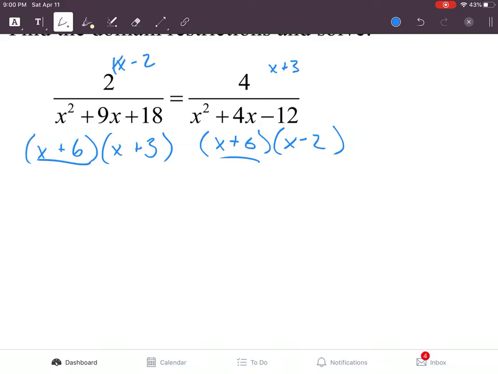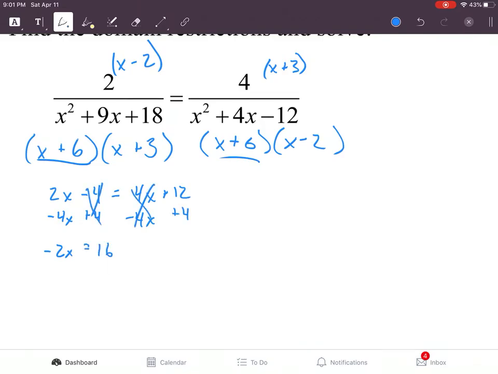we can get rid of them, and we're going to multiply the 2 times x minus 2, which gives us 2x minus 4 equals, then we do the same thing on the other side. 4 times x plus 3 is 4x plus 12. Okay, and then we're just going to solve that. All right, so I'm going to subtract 4x from both sides, which gives you negative 2x. And I'm going to add 4 to the other side. So that goes away, and that equals 16. I divide both sides by negative 2, and then x will equal negative 8. Okay, so that's part of the answer.